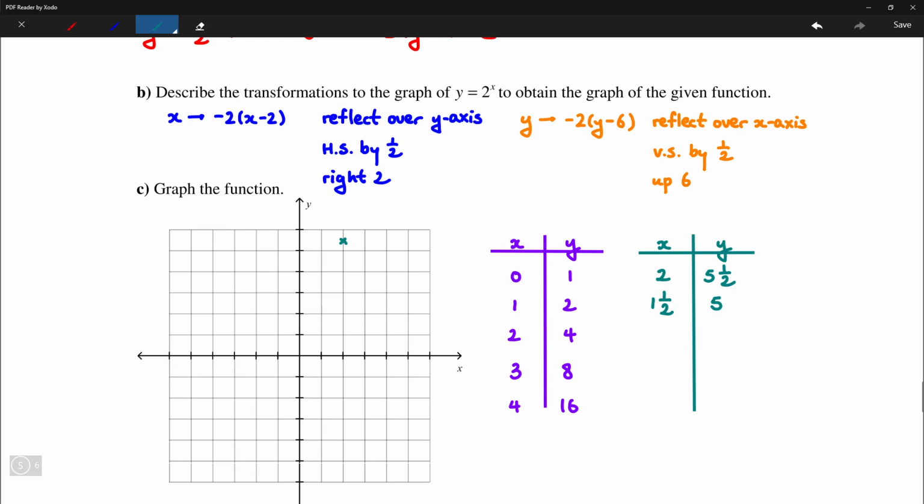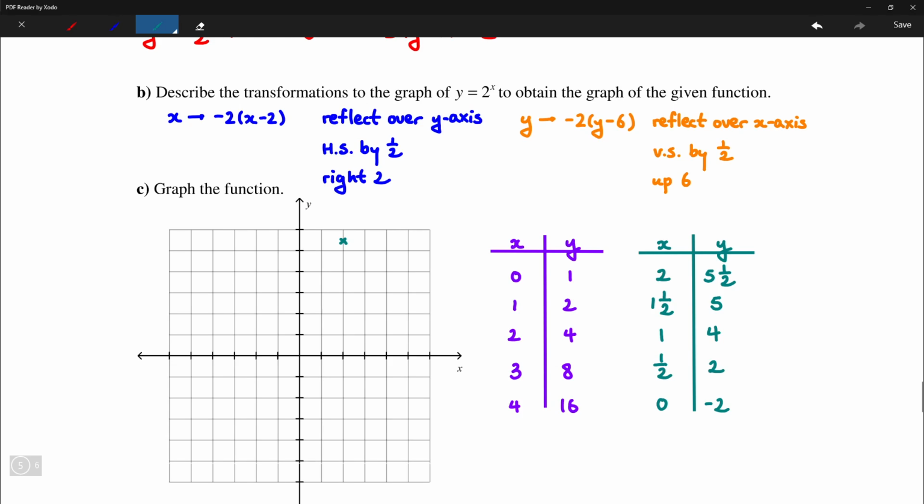And the same thing can be done for the rest of the points. So the point (2, 4) will become (1, 4). The point (3, 8) will become (1/2, 2). And finally, the point (4, 16) actually becomes (0, -2).